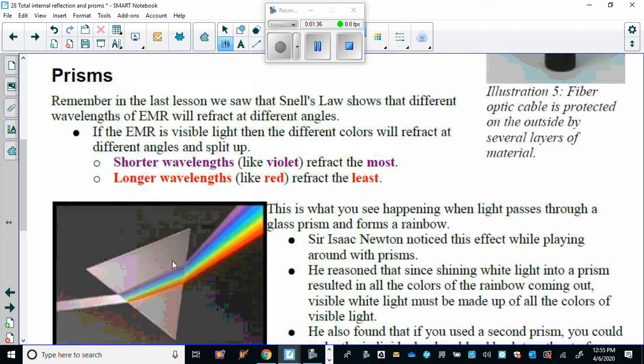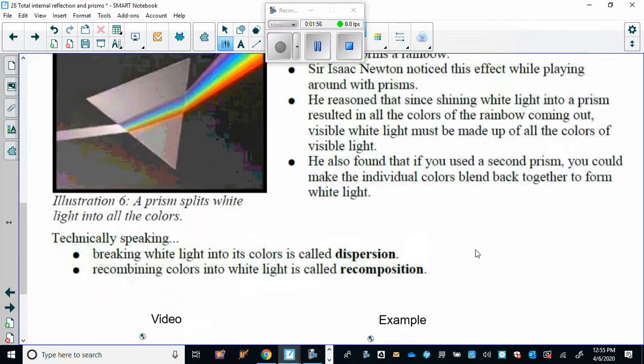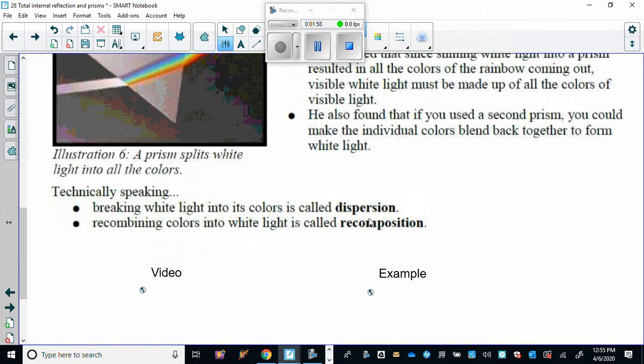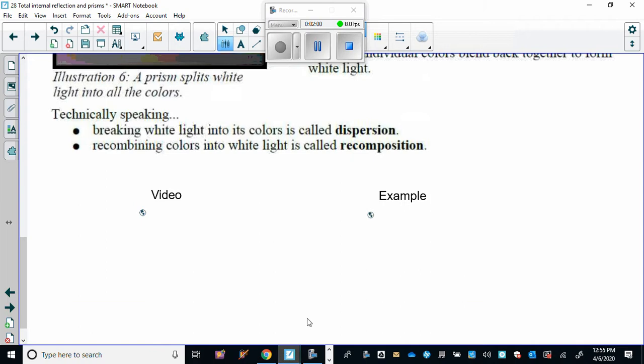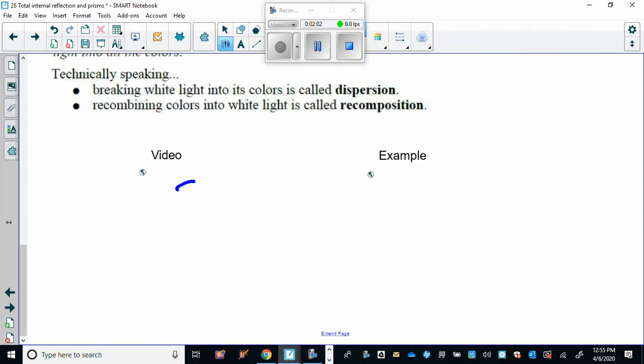A prism is basically just a piece of glass. The light is going to go into the glass, as you can see in this diagram, and when it gets in the glass, it's going to refract. What's special about these prisms is that it refracts into the rainbow of colors. Why does that happen? Well, it happens because of dispersion, and because of Snell's law.